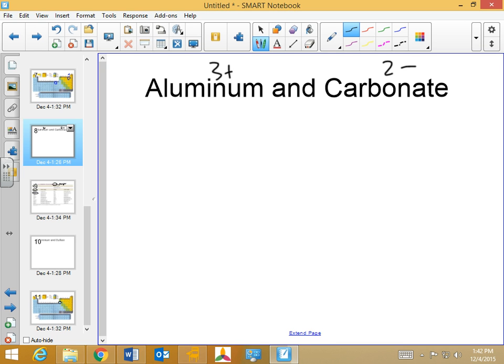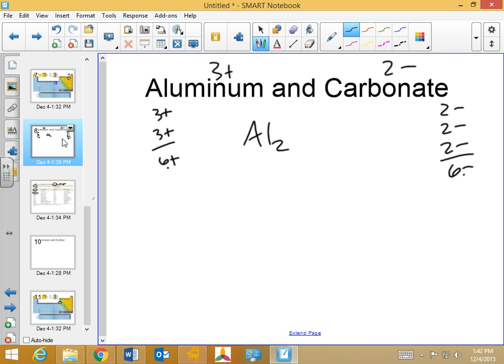We know 6 is going to have to be my number to balance. So therefore I need 2 aluminums, right? Because if I have 3+ and 3+, that'll give me 6+. And I need 3 of these carbonates, right? Because 3 times 2- will equal 6-. And again, these two numbers have to be the same.